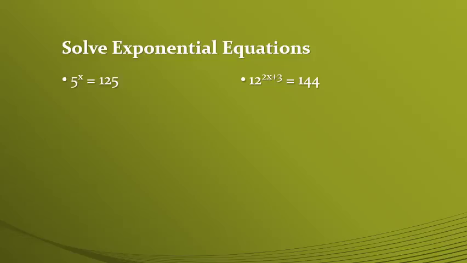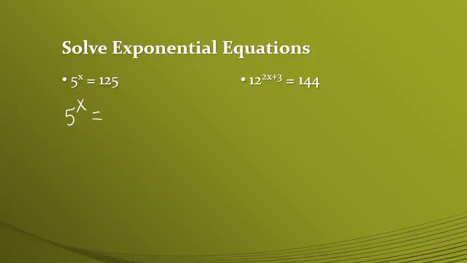So let's look here first at this example, and this corresponds to page 409, example 5 in your textbook. I've got 5 raised to the power of x, my variable is in the exponent, equals 125. So let's see, we got 5 raised to the power of x, and that equals 125. Well, let's think about this 125. How can I rewrite it as something base 5?